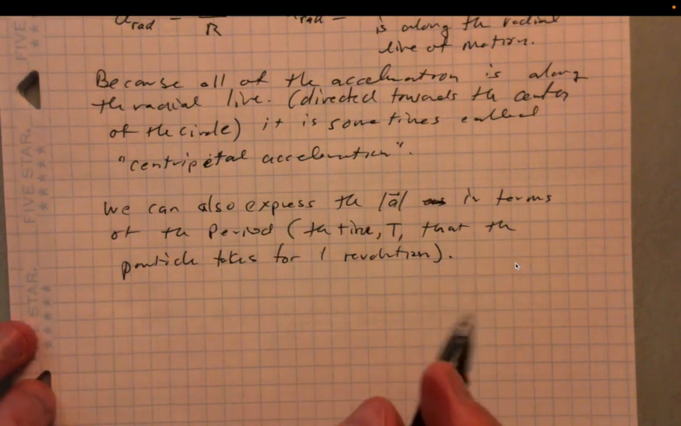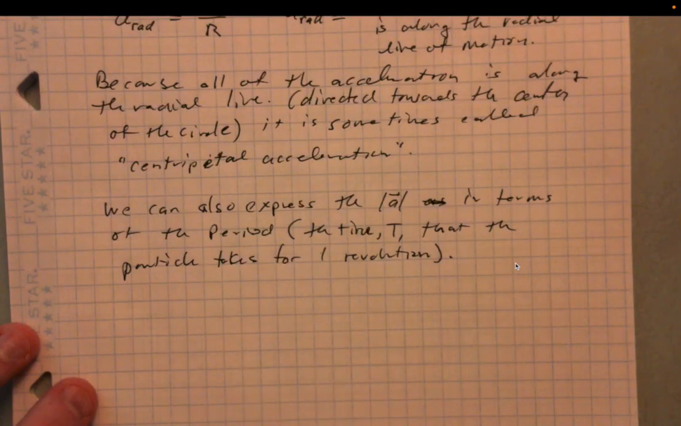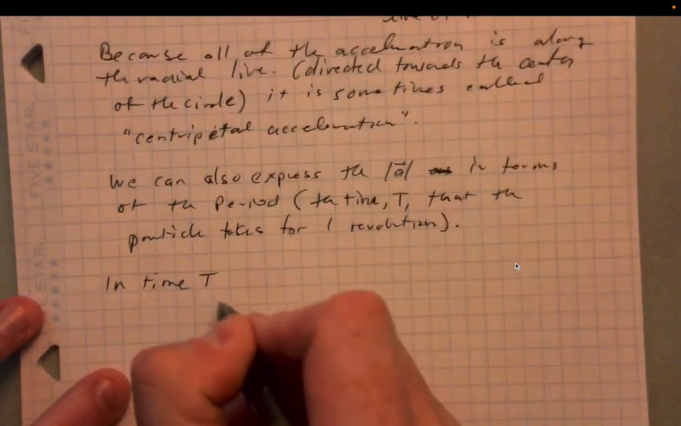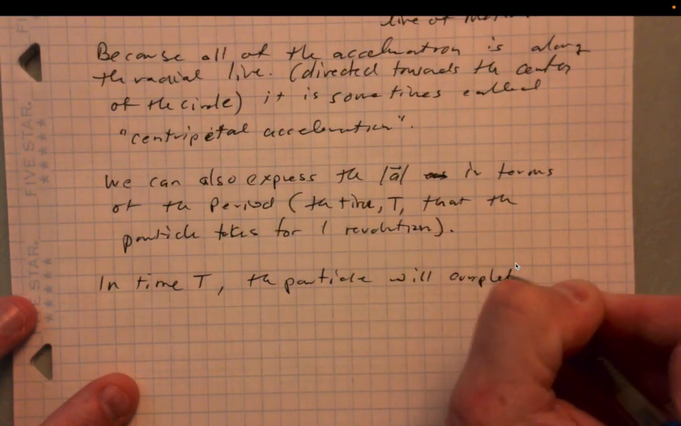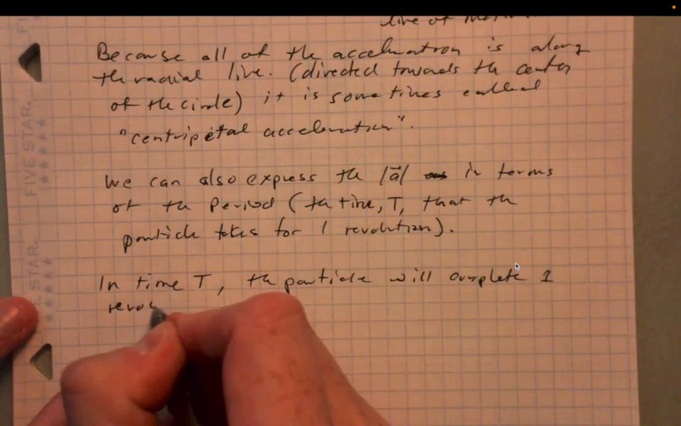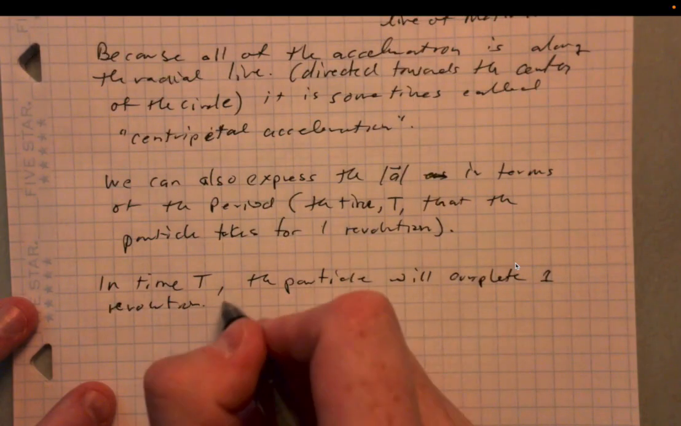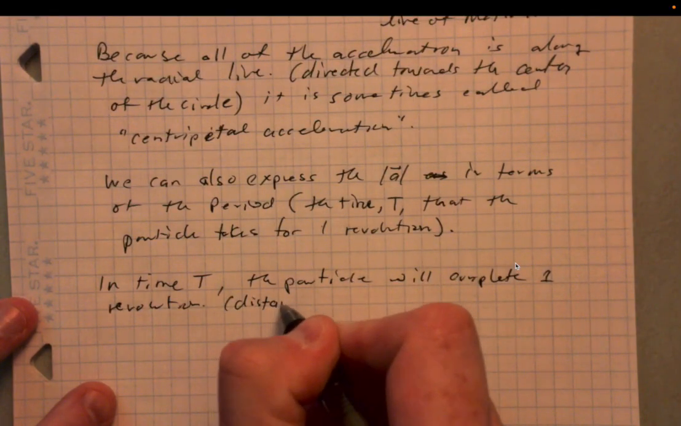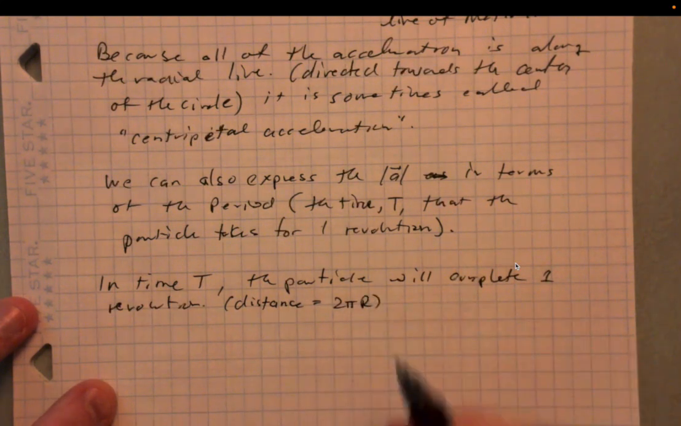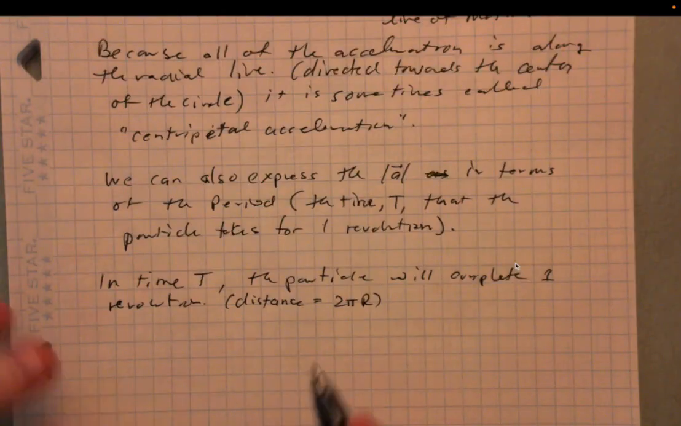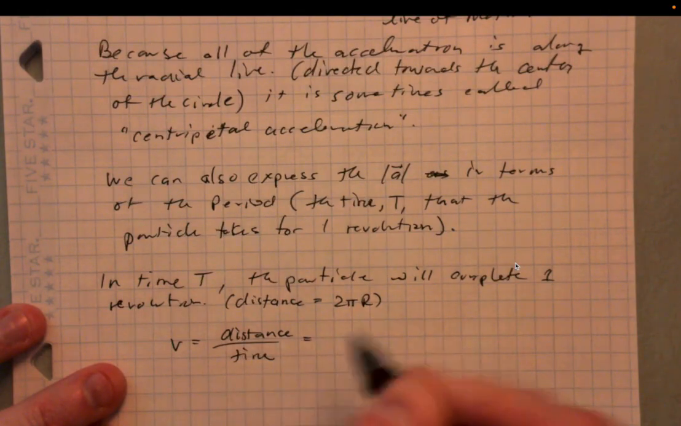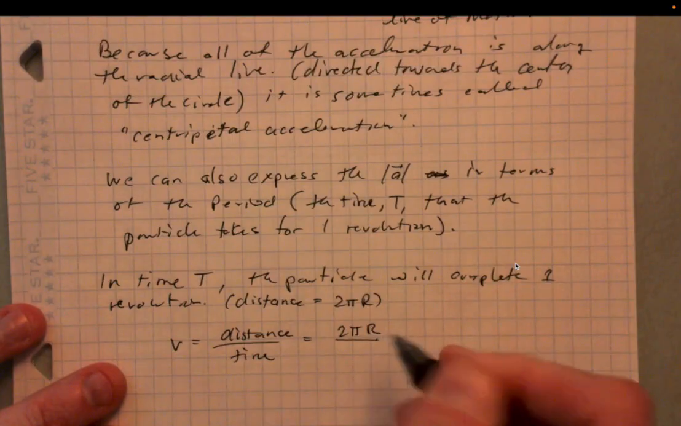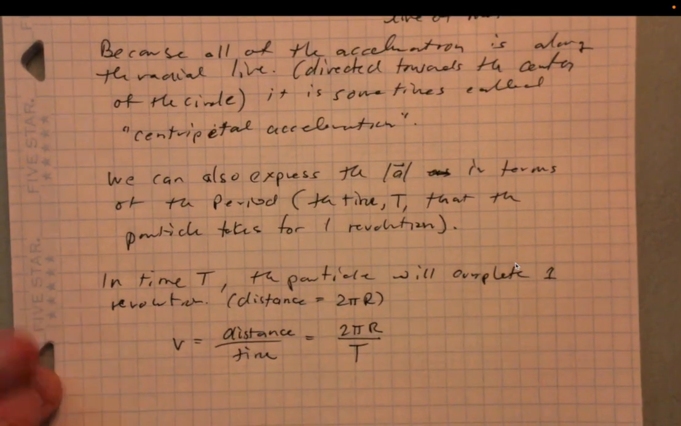So how do we do that? Well, in time T, the particle will complete one revolution around the circle. Now, what is a revolution? That's 2 pi r, isn't it? The distance is 2 times pi times whatever the radius happens to be. And so the velocity is the distance over the time, which is 2 pi r over the time it takes to do a revolution, which we just said is T. That's the period.